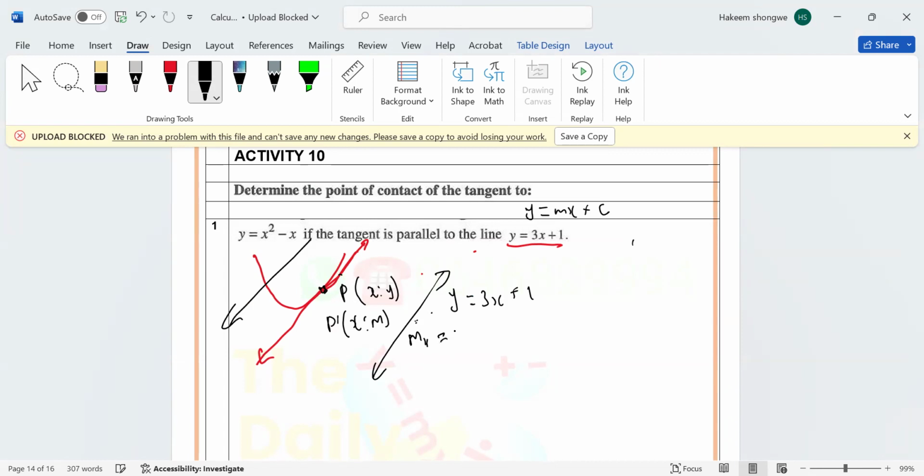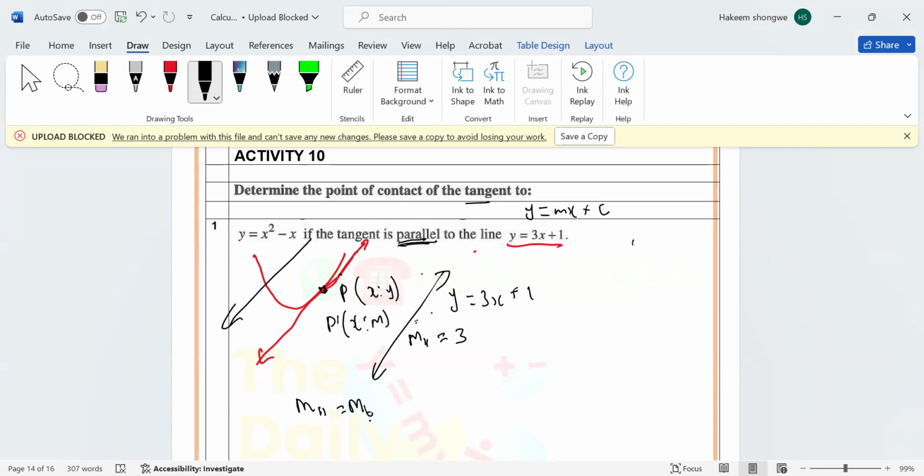What is m parallel? The m parallel is going to be equal to 3. And then from m parallel, we can say that the parallel line and the tangent are parallel to each other. What does that imply in analytical geometry? If two lines are parallel to each other, what can you tell me about parallel lines? Their gradients are the same. So you can say m parallel is going to be equal to m tangent.